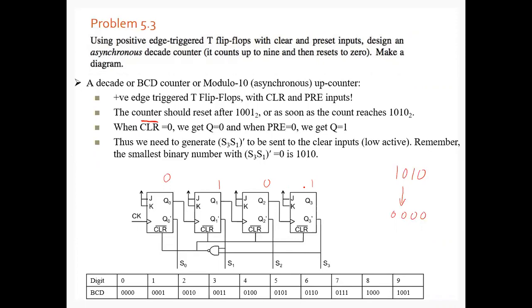So then we'll have to make it so that when S3 equals 1 and S1 equals 1, it makes clear equal 0. Yeah, we have to clear that and make it 0. So how do you make it happen? That's what I'm asking.